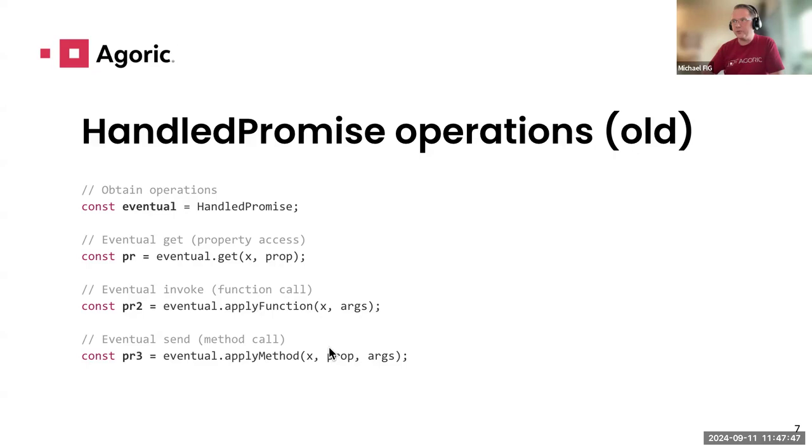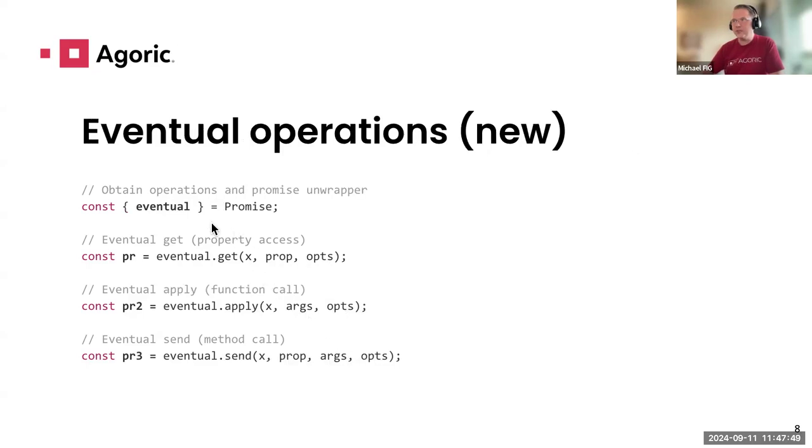In the new proposal, we basically have it hanging off of promise and an eventual object, which has methods get, apply, and send for functions and methods. I figured out how to do set and delete also. So I think we'll add those in to the eventual operations that you can do.